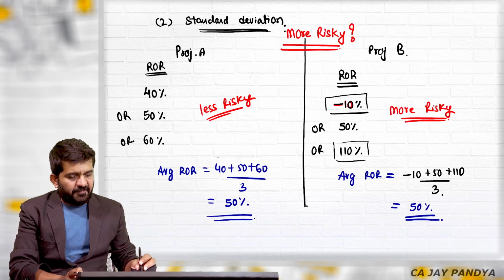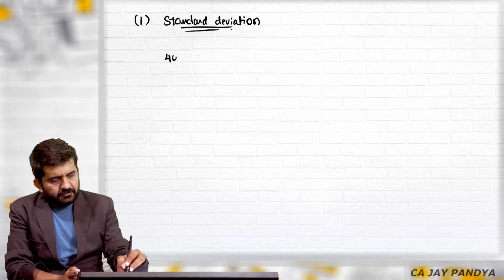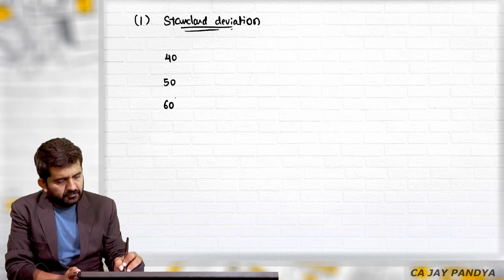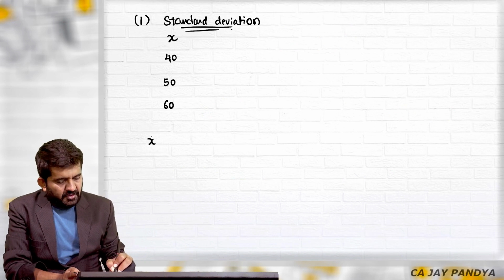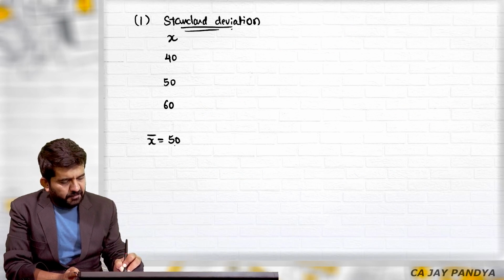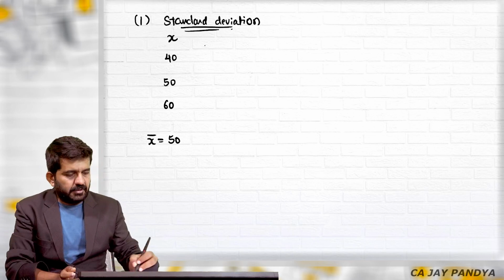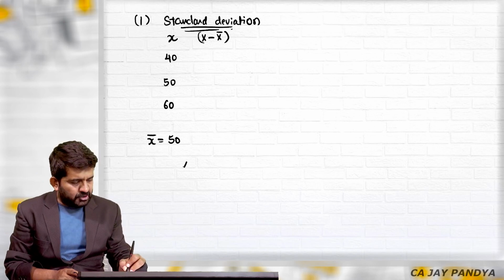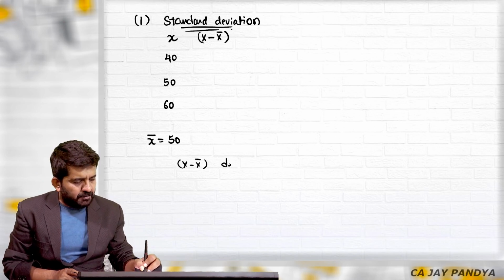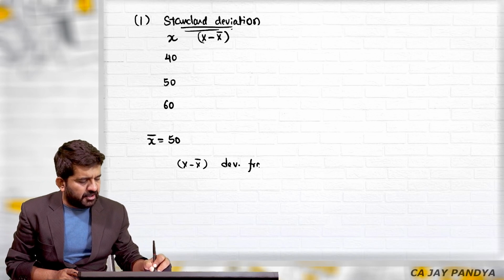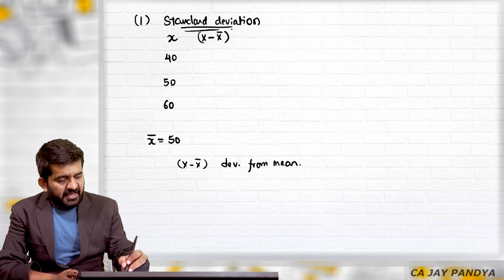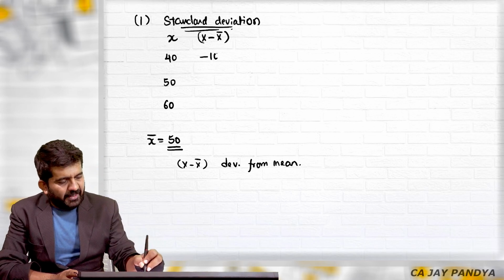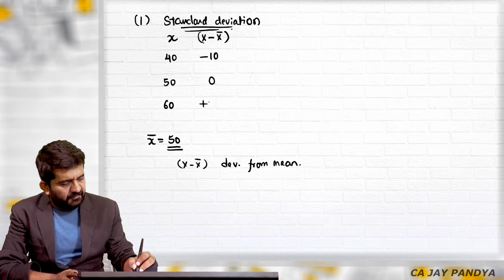How to find it? I am finding it out for A. 40, 50, 60. Take it as X. Find out average. X bar is 50. We have already found out. Then find out deviation from mean. X minus X bar. What is X minus X bar? How much is the deviation from mean? Mean is average. 40 minus 50 is equal to minus 10. 50 minus 50 is 0 and 60 minus 50 will be plus 10.